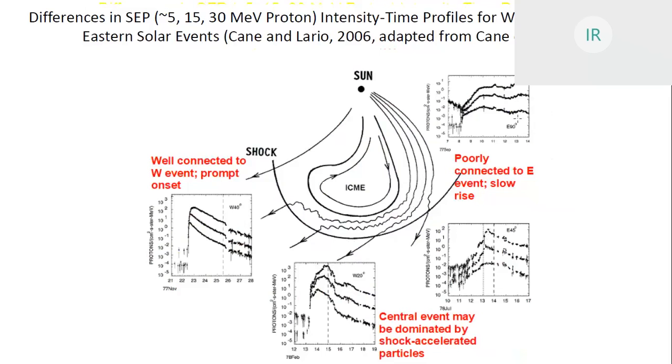And then there are some cases where the event is poorly connected, way off in the east, and the particles tend to just co-rotate around with the solar rotation into you, and you get an event that can last for many days. So this is a basic picture built up from many events, looking at the different shapes of the SEP events.